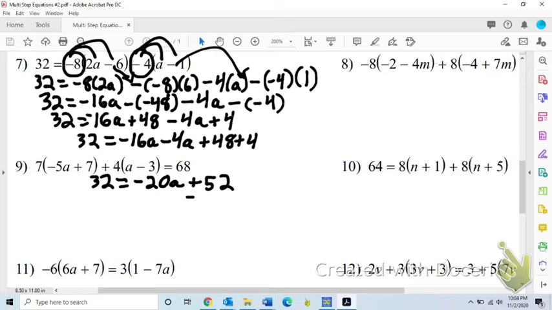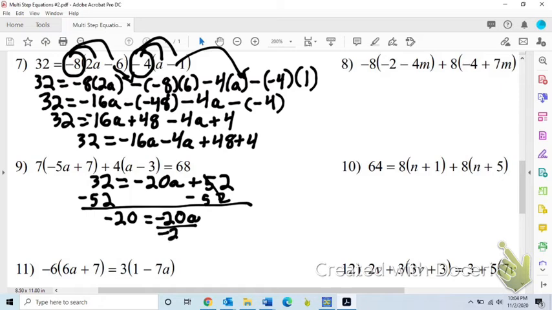No opportunity to keep our variable positive, so we just jump right in and we have a plus 52, so we get rid of that with a negative 52. We end up with negative 20 equals negative 28. The 52's cancel. So now when we divide, we need to make sure we divide not just by 20, but by negative 20. And that gives us 1, which is good. Easy peasy.